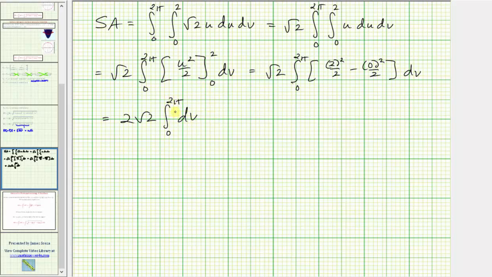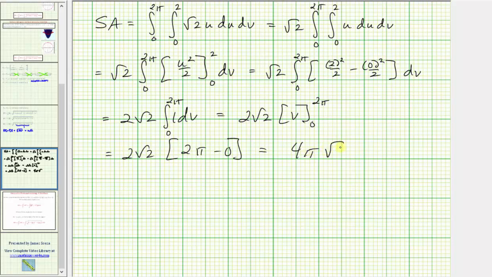Well, the antiderivative of 1 with respect to v would just be v. So we have 2 square root 2, the antiderivative is v. Evaluating here, we have 2 square root 2 times, this would just be 2 pi minus 0, which gives us 4 pi square root 2 as the surface area of the given cone.